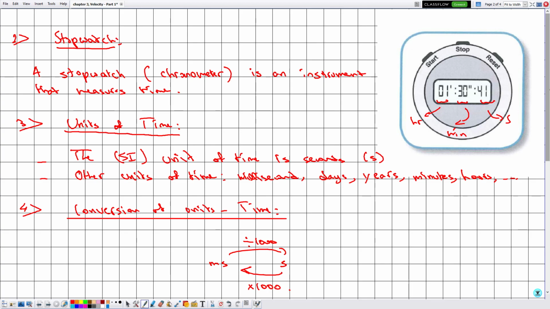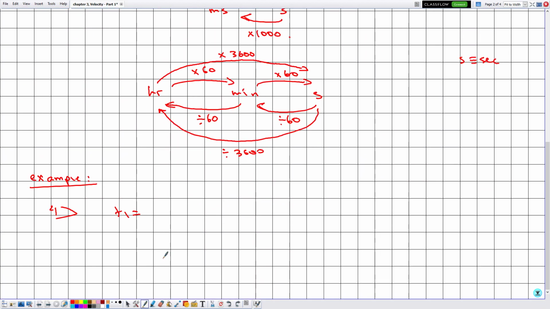Suppose that T1, the first event at the stopwatch, started at 8 hours, and the event finished at T2, which is given by 8:55. We are asked to calculate the duration between these two events. Suppose that these events are the physics class. It started at the instant time 8 o'clock, and ended at 8:55. So we are asked to calculate the duration delta t.